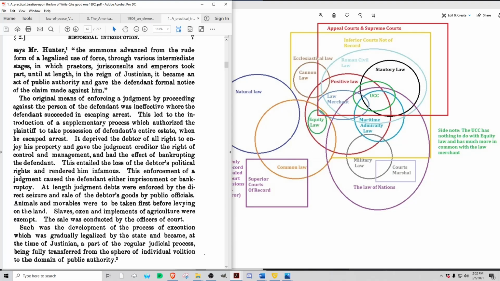So we'll just read this part because this part goes to enforcement. The original means of enforcing a judgment by proceeding against the person of the defendant was ineffective where the defendant succeeded in escaping arrest, right? Because it's up to the plaintiff to bring what? The sword. That's why the sheriff, when you serve a writ of execution to the sheriff and say to him, hey, sheriff, on such and such a day, I'm going over to Fred's house because I won the suit against Fred and he owes me my horse back, right? So you go over to Fred's house on that day and the sheriff had better show up because you gave him a writ of execution saying, sheriff, come help me on such and such a day to be over Fred's house to take my horse back.